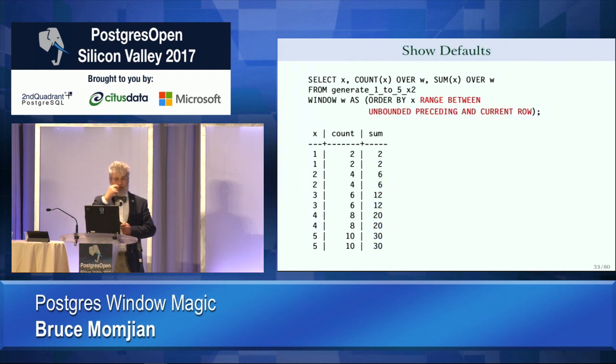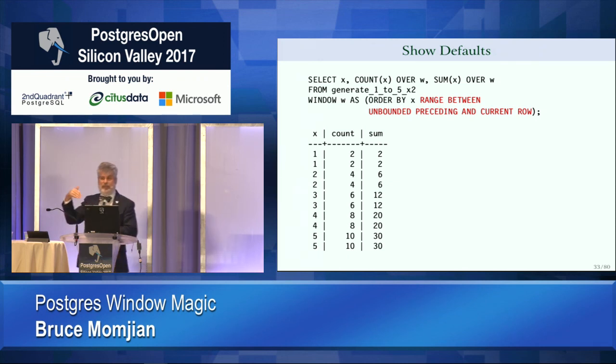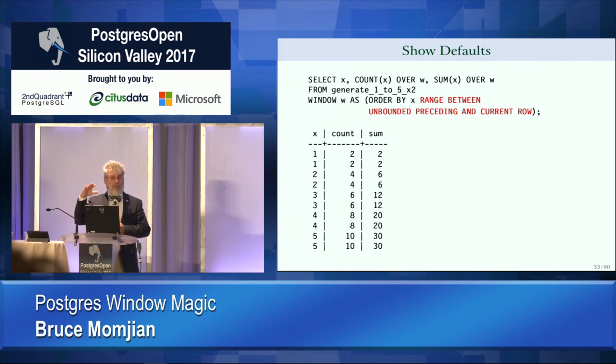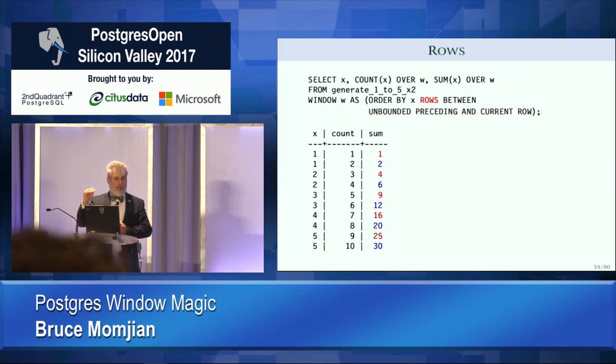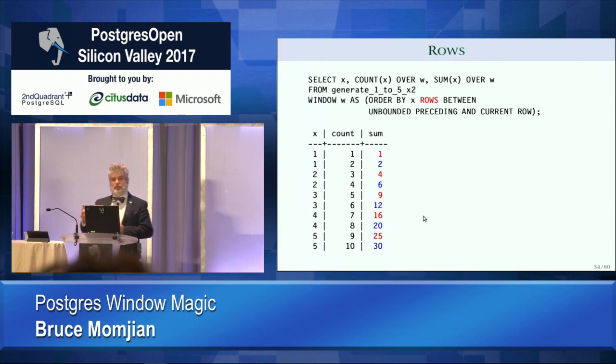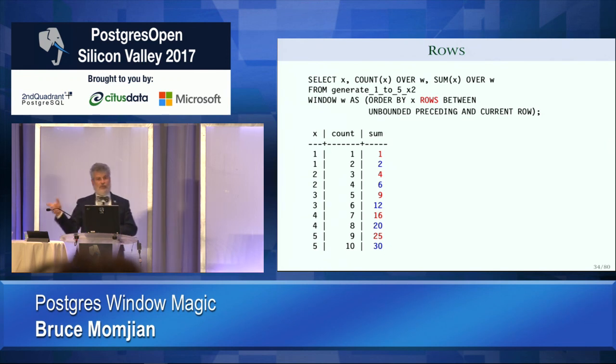So let me back up. This is the query in range mode. And again, range mode assumes all of my peers that have identical order by values are also part of my current row. As soon as I go into rows mode, you can see that the count is now 1, 2, 3, 4, 5, 6, 7, 8, 9, 10. Okay? So it's not including other equal order by values in my set. And you can see that the count, the totals, the sums are changing for every single row. Okay? And that's a great illustration, I think, of the difference between range mode and rows mode.